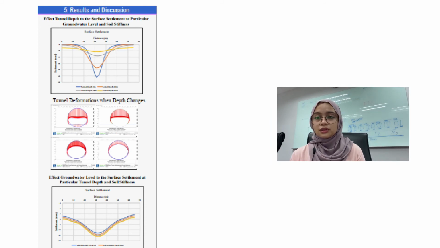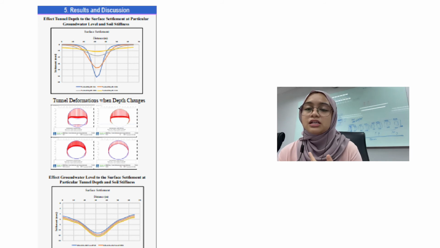The second graph shows the effect of groundwater level change on the surface settlement at the particular tunnel depth and soil stiffness. There are 4 variable changes in groundwater level, which are 5 meter, 10 meter, 20 meter and 30 meter. 5 meter groundwater level is the actual depth on site based on the GI report, and the 32 meter tunnel depth is also the actual depth in the GI report.